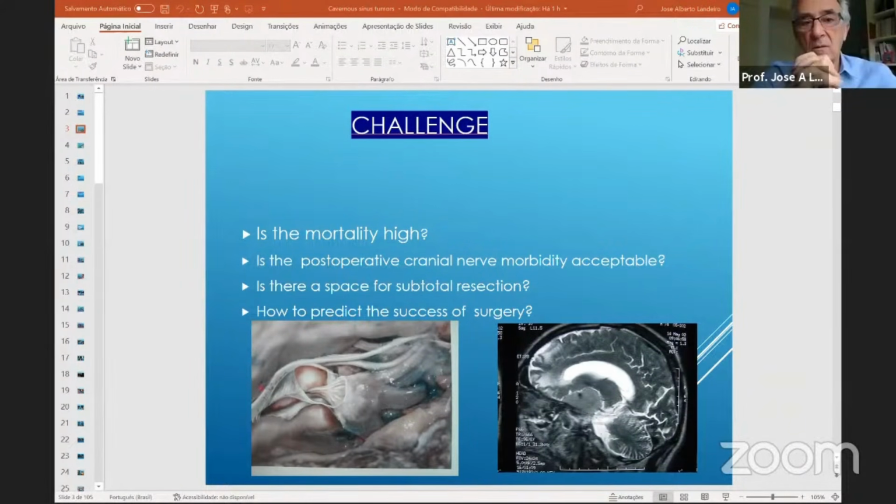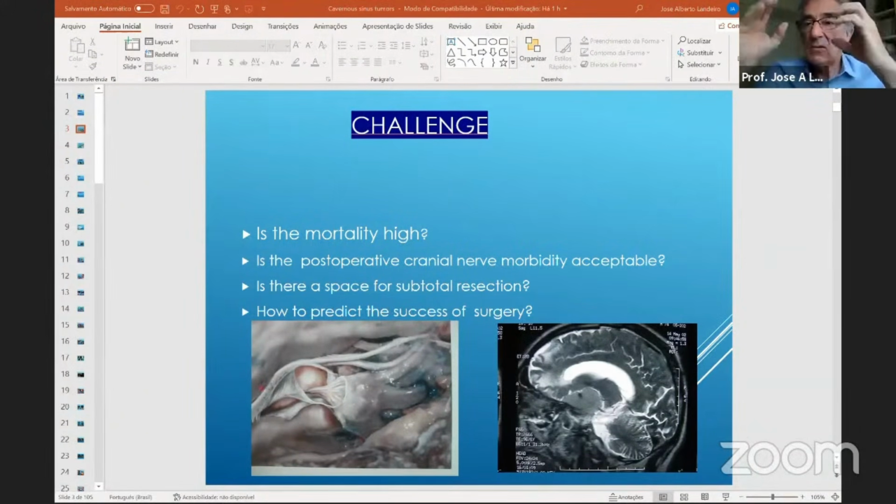I will talk about the challenges when dealing with a cavernous sinus tumor. Is the mortality high? Is the postoperative cranial nerve morbidity acceptable? Is there a space for subtotal resection? And how do we predict the success of the surgery? Did you see these slides? Yes, we see the anatomy slide. And how to choose the approach to the cavernous sinus.